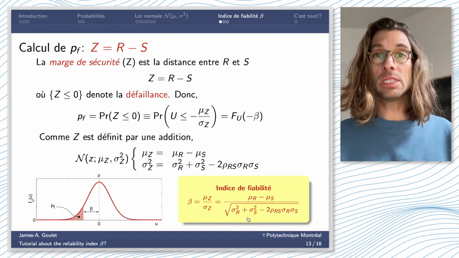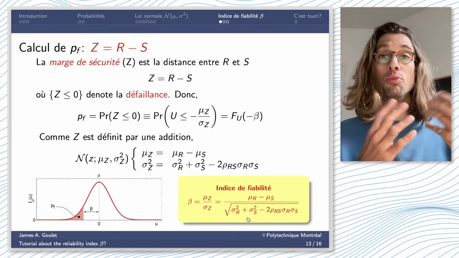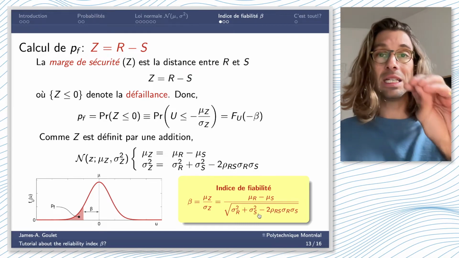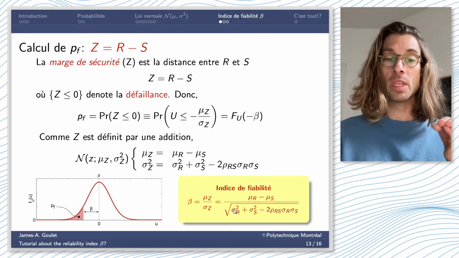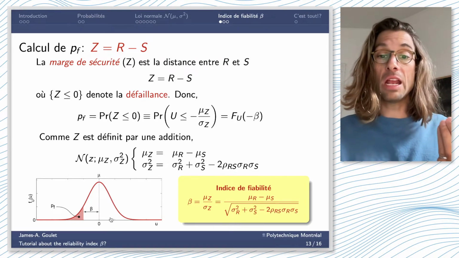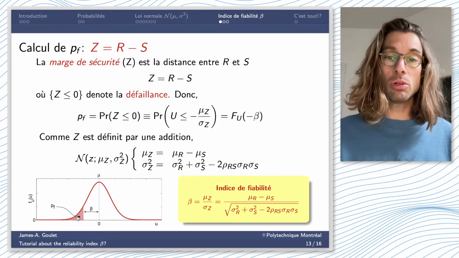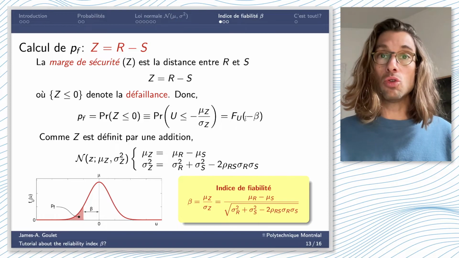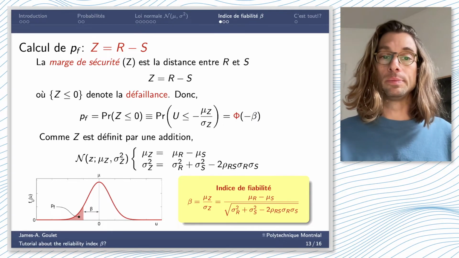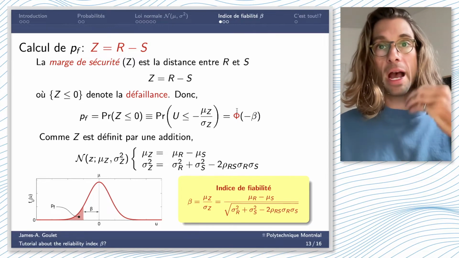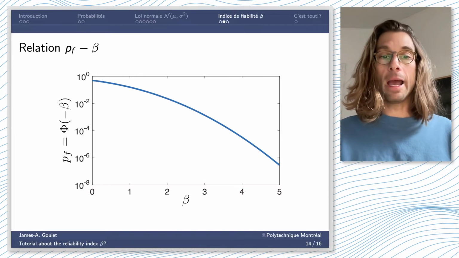So whenever you see, for instance, in bridge building codes, this formulation for the reliability index, this is exactly where it comes from. If we want to obtain the probability of failure, we want to evaluate this integral here. We simply evaluate the standard normal CDF for a value of minus beta, this quantity here, and this is denoted, as we said before, by the capital phi.